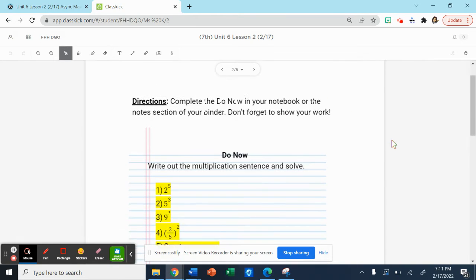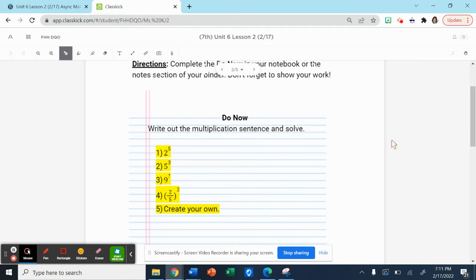On slide 2, you'll see the do now. The first thing I want you to do is pause this video and complete the do now. And I'll go over a few questions once you've completed it.